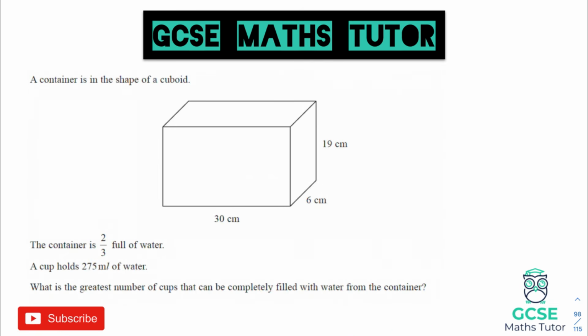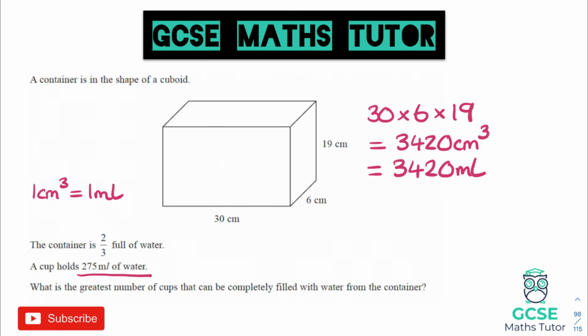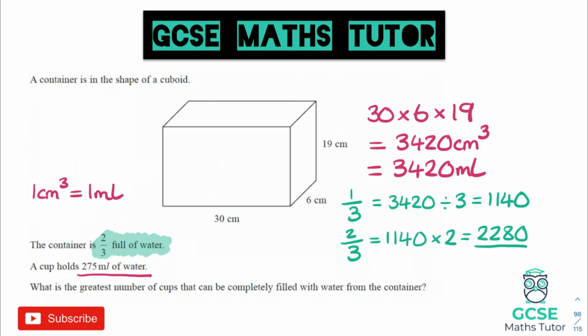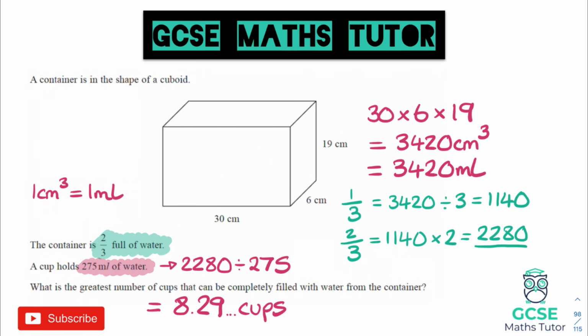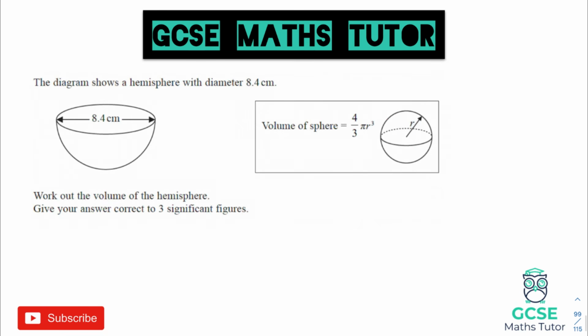You may have some slightly more complex questions where you are looking at unit conversions. This one was the volume of a cuboid, but it was talking about millilitres. 1 centimetre cubed is equal to 1 millilitre. So once we got the volume, multiplying them together, it wanted it to be 2/3 full. So working out a fraction of an amount, dividing by 3 and timesing by 2, told us there was 2,280 millilitres. From there, we wanted to know how many cups could be filled, so dividing by the amount in each cup told us 8.29, which we would have to round down to 8 as only 8 can be filled.